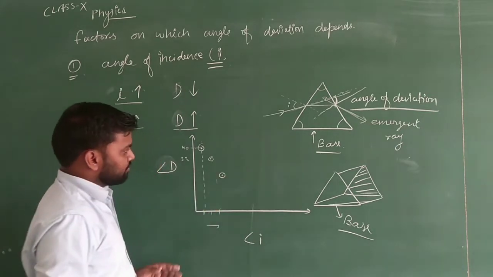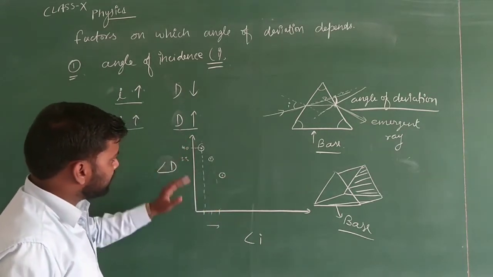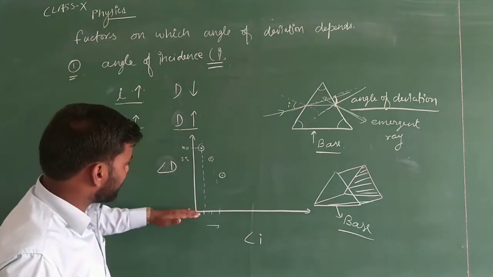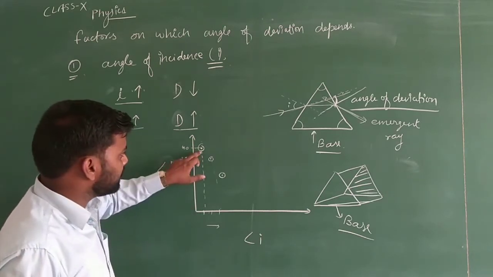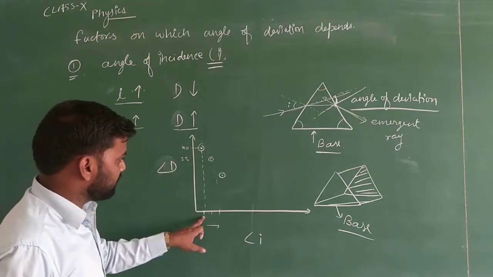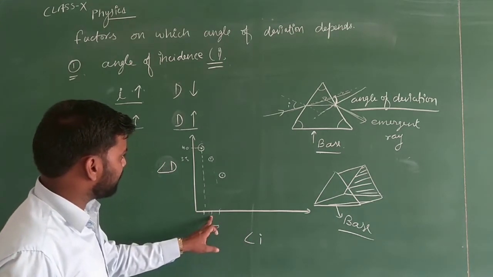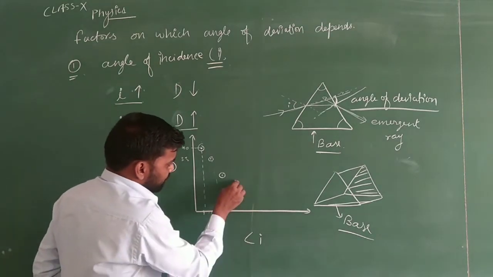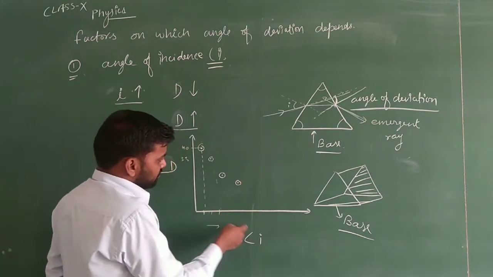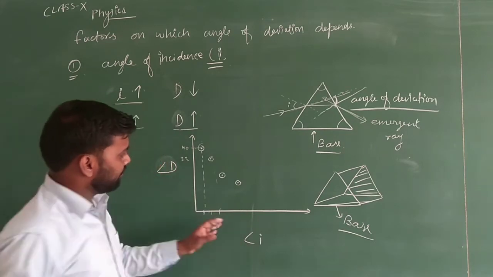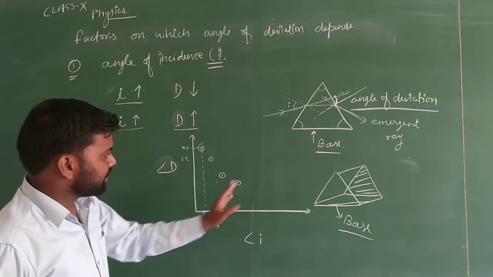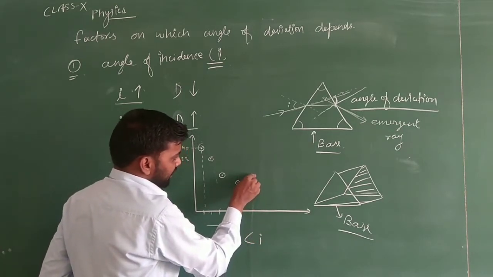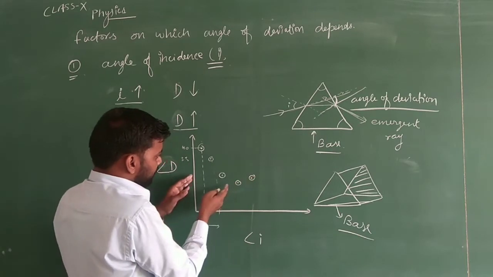It will decrease more. On this graph we can see the maximum point will show the maximum value and the minimum point will show the minimum value. As we are increasing I on this point, the angle of deviation is also decreasing. In the next case, suppose we are increasing the angle of incidence, and the angle of deviation is decreasing. But after a certain point, if we increase the angle of incidence further, the value will start increasing.